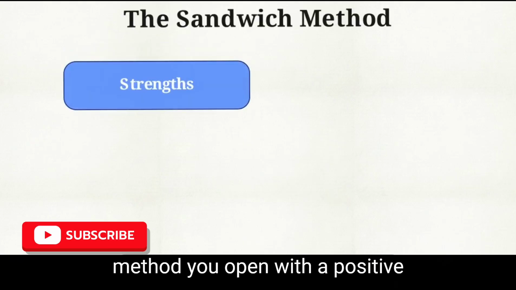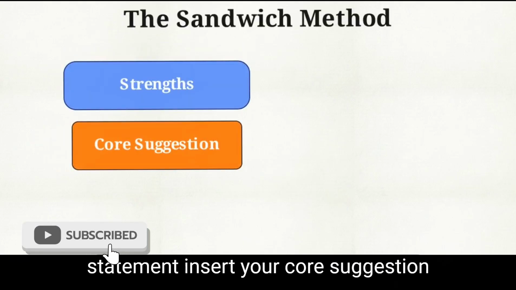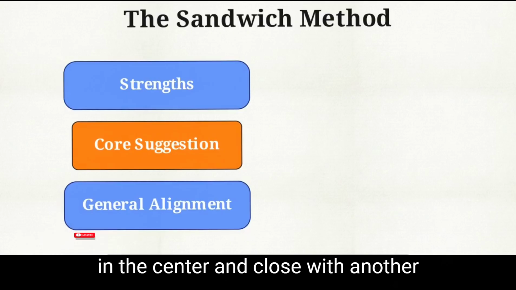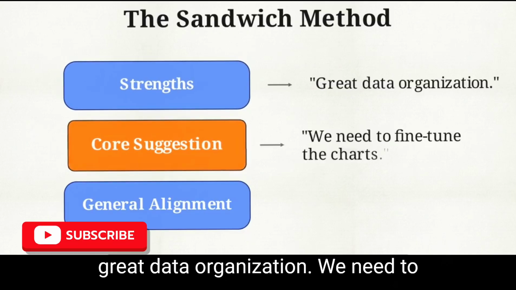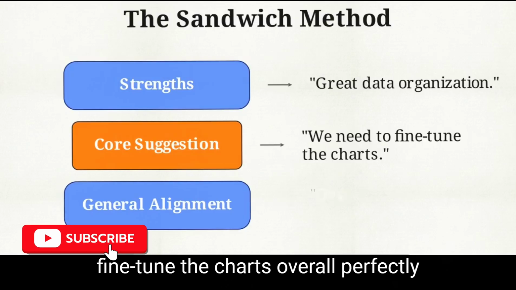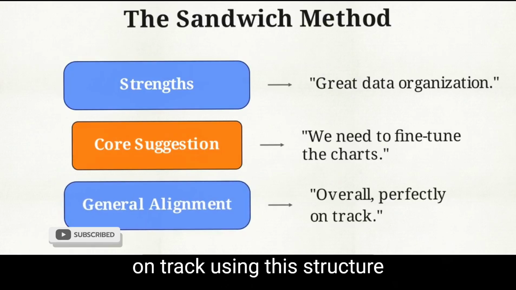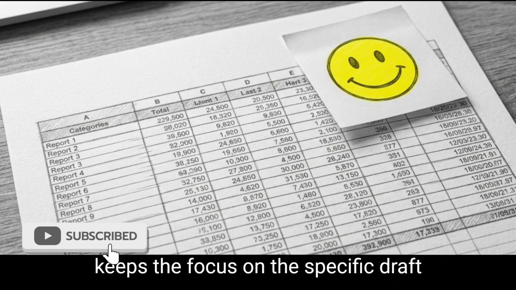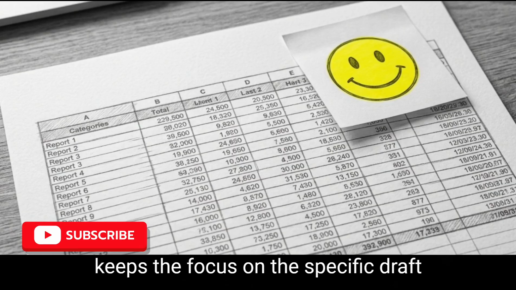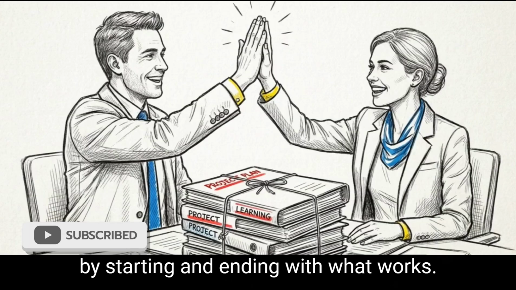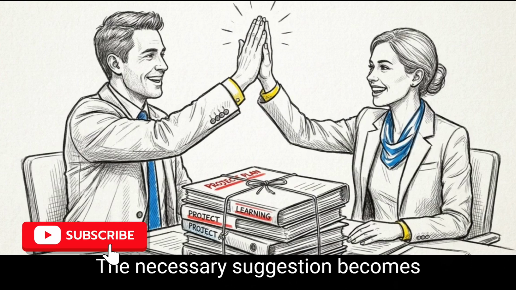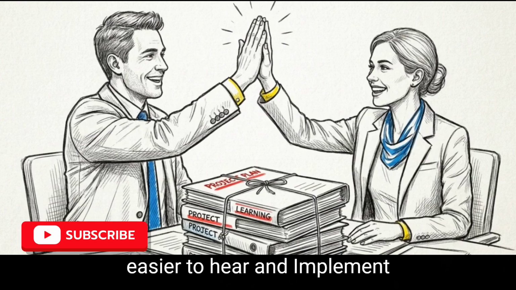You open with a positive statement, insert your core suggestion in the center, and close with another positive statement. For example, "Great data organization. We need to fine-tune the charts. Overall, perfectly on track." Using this structure keeps the focus on the specific draft rather than the person's performance. By starting and ending with what works, the necessary suggestion becomes easier to hear and implement.